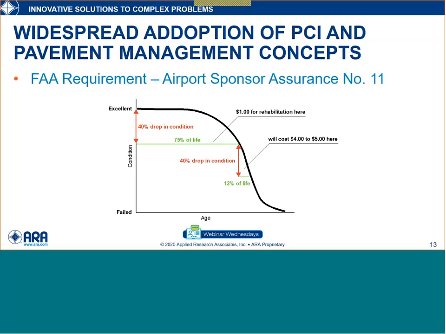Now, the reason for that grant assurance was the realization that this is just a more cost-effective approach. It's much more cost-effective to focus on preventative treatments where we can do crack sealing and patching when the pavement is still in good condition. It might cost $1 per unit of area, whereas if we let it deteriorate into a fair category, we might have to do something like a mill and inlay that's going to cost 4 to 5 times as much. And if it deteriorates into poor condition, something below a PCI of, say, 40, typically our only option is going to be complete reconstruction, which could cost 10 or even more times as much.